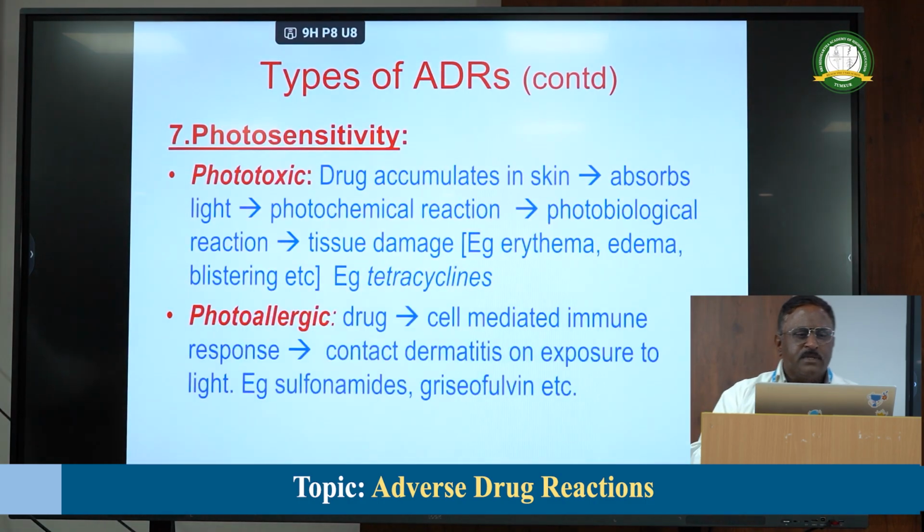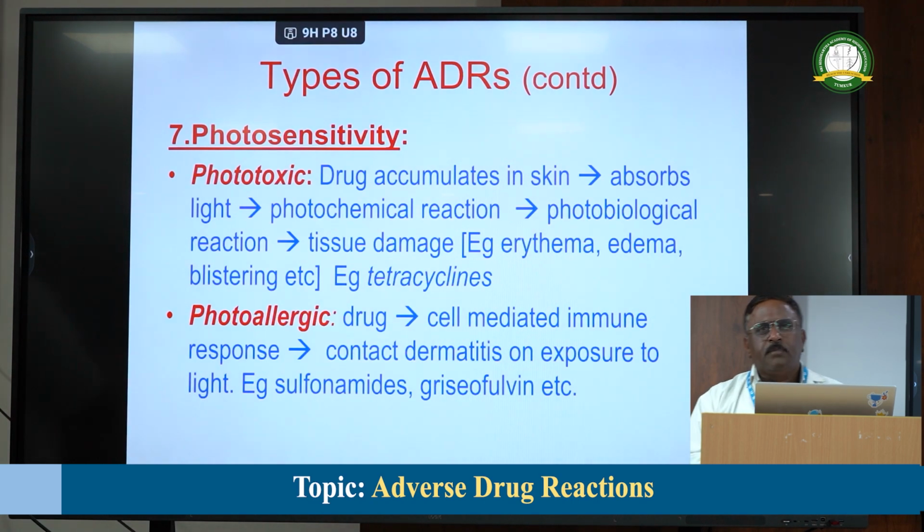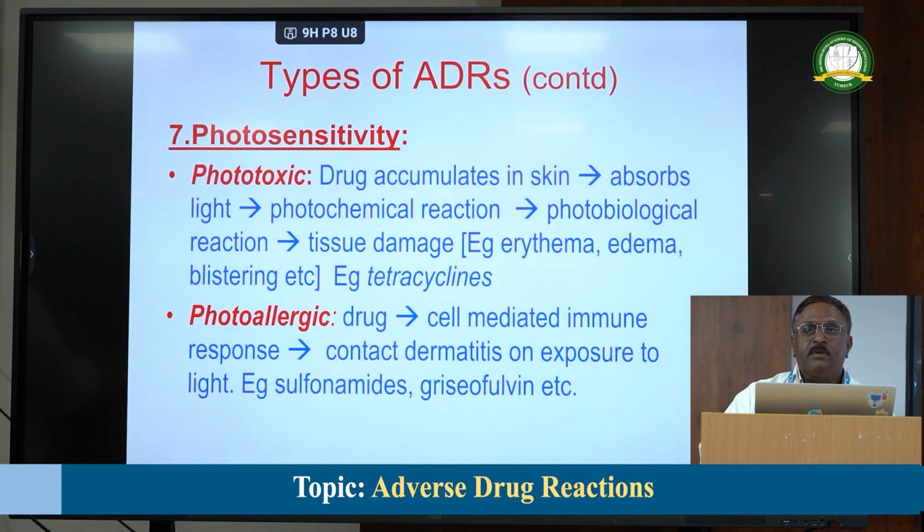So what is this photosensitivity? Photo means light. A person becomes sensitive to light on administration of a particular drug. So it is of two types, that is phototoxic and photoallergic. Phototoxic reactions: the drug accumulates in the skin, absorbs the light, a photochemical reaction occurs, a photobiological reaction happens, and tissue damage follows, leading to erythema, edema, blister formation.